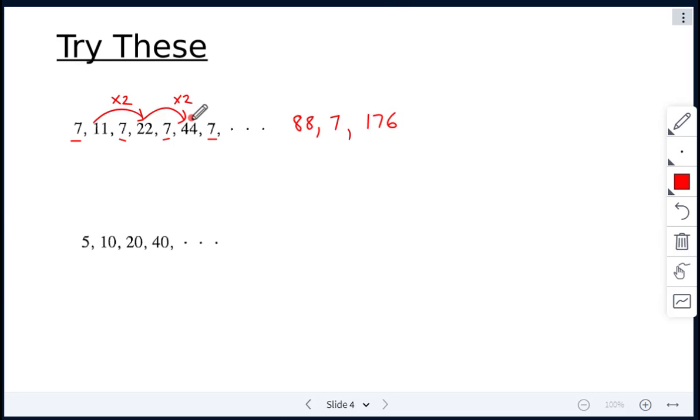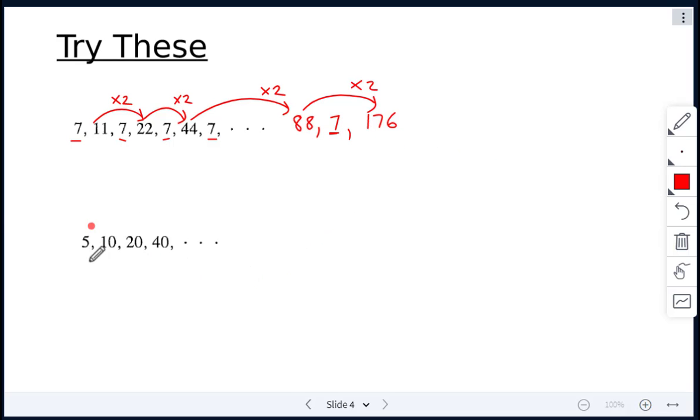So we had 44, and we multiplied by 2. The 7 stayed the same. And then we took 88 and multiplied by 2. That would continue on forever, because the three dots are at the end of that sequence. So it would be an infinite pattern, but we just need to show the next three numbers.